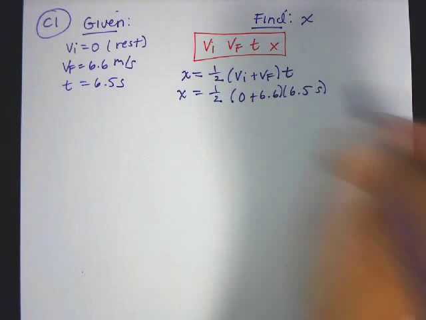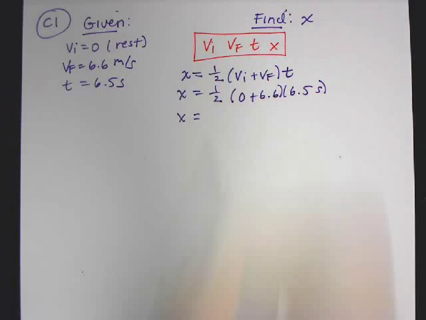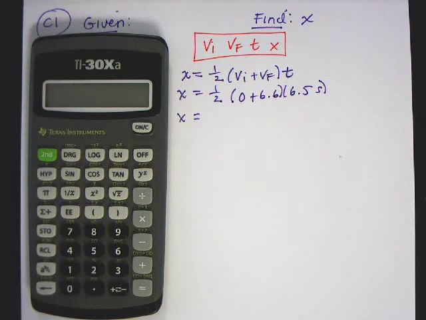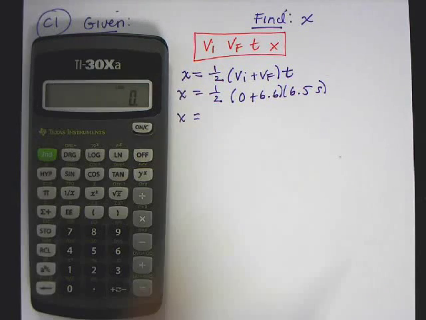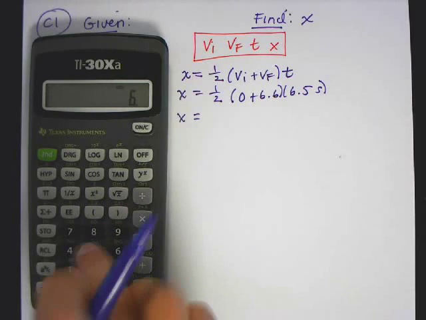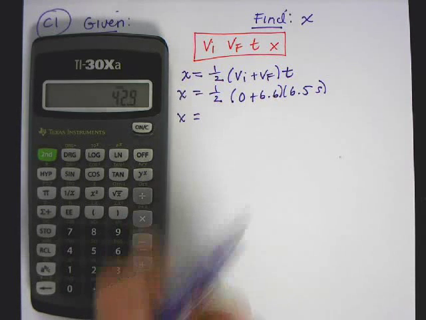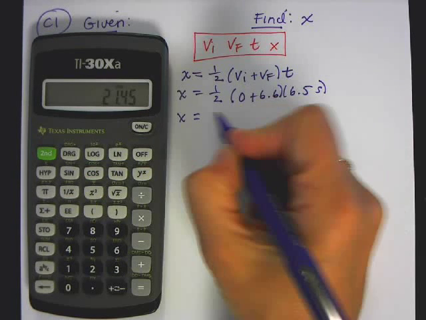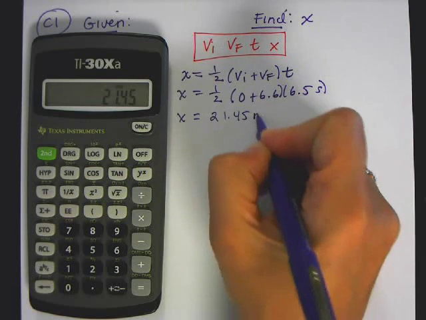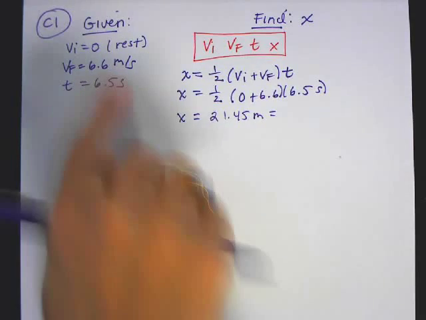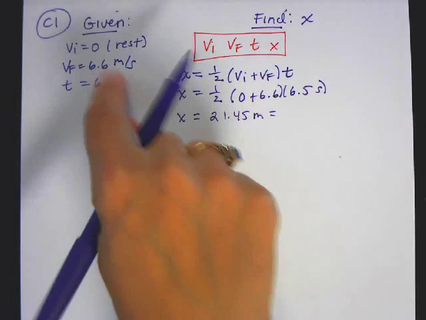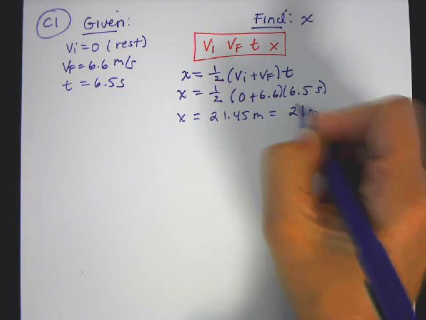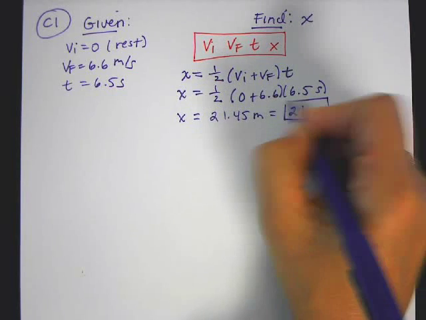Now when I do it on my calculator, and remember, this is the calculator you're going to be using on the test, so 6.5 times 6.6 equals, divided by 2 equals, so it says 21.45. Now, with correct significant figures, this has 2 and this has 2, and my final answer is going to be 21 meters. I probably rounded too much.